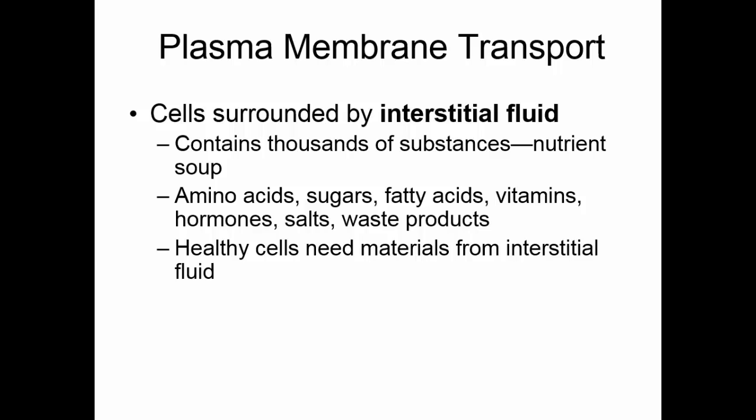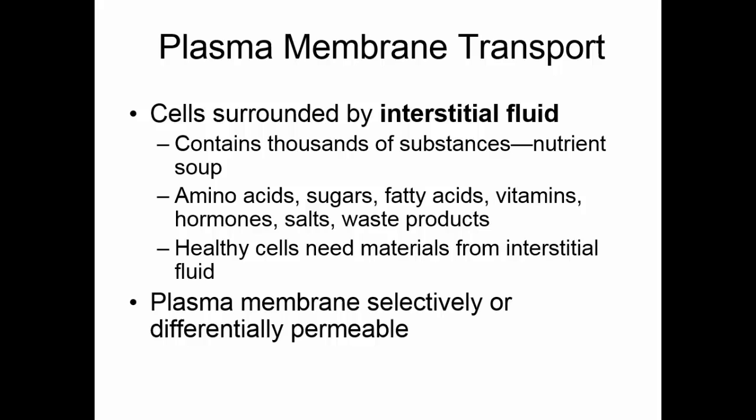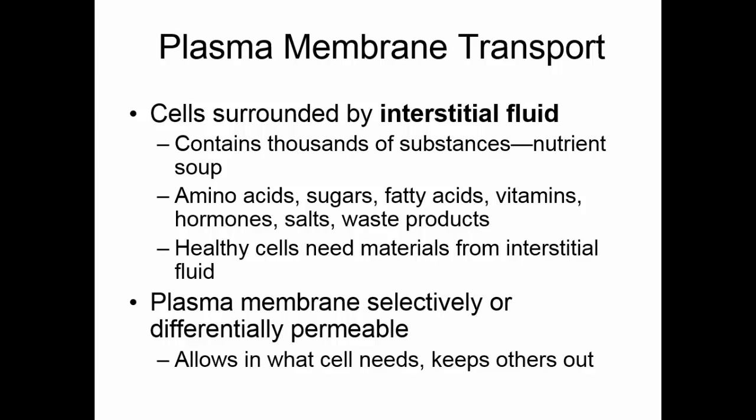Healthy cells need materials from the interstitial fluid and need to put materials into the interstitial fluid to get them out of the cell. The plasma membrane is selectively permeable or differentially permeable. They mean the same thing. Permeable means things can get through. The fact that it's selective means that it allows only certain things in. What the cell needs is allowed in, other things are kept out.